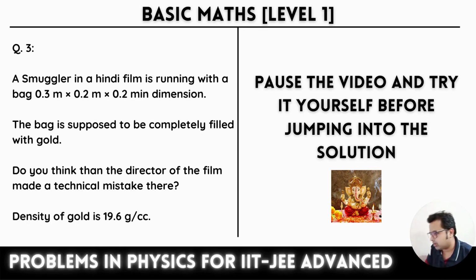Okay, so the third problem says that a smuggler in a Hindi film is running with a bag. The dimension of the bag is given, 0.3 meter into 0.2 meter into 0.2 meter. Okay, so there is a typo, that should be meter in dimension. The bag is supposed to be filled with gold. So he has got a bag of a particular dimension, and he is a smuggler. So definitely he will be smuggling gold. So he will be filling the gold. Do you think that the director of the film made a technical mistake here?